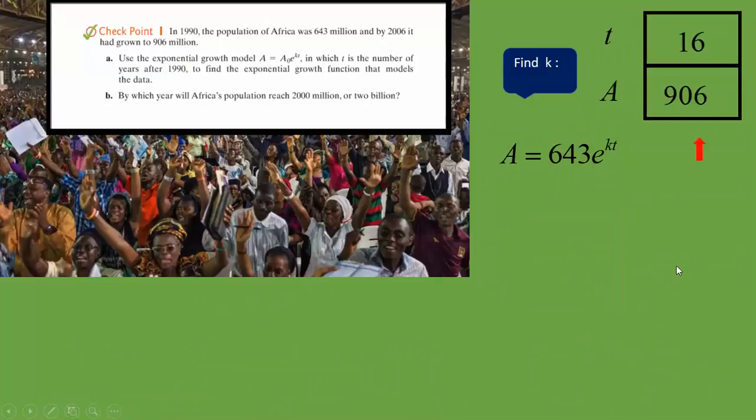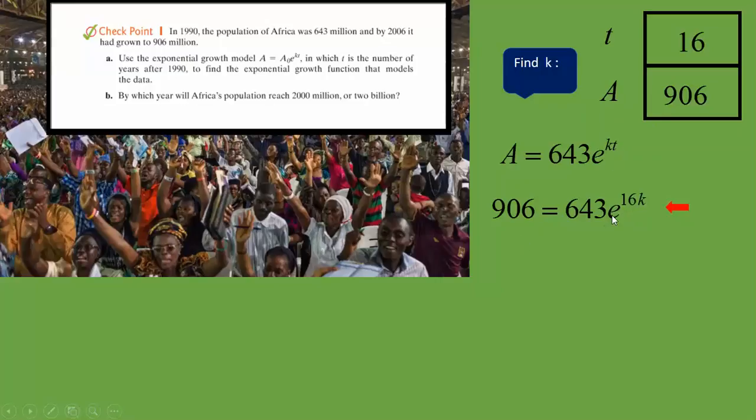So in order to find the value of k, we use the fact that we know the size of the population in 2006. That is, in 2006, which corresponds to a t-value of 16, we know the size of the population is 906 million. So what we need to do is set A equal to 906, and we set t equal to 16, because we know that 2006 corresponds to a t value of 16.